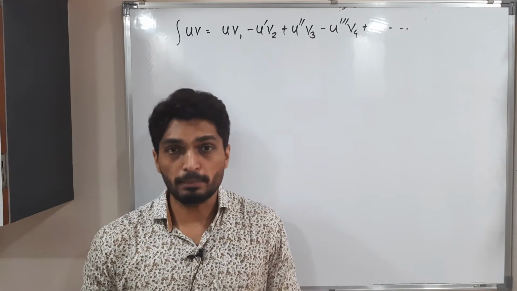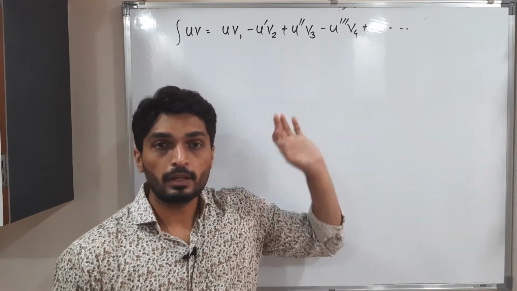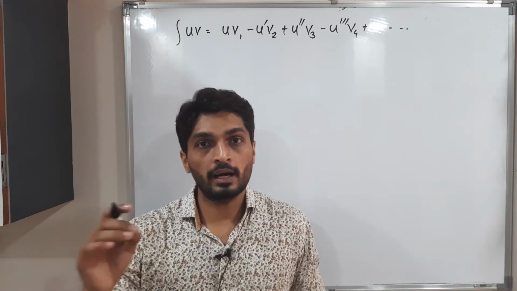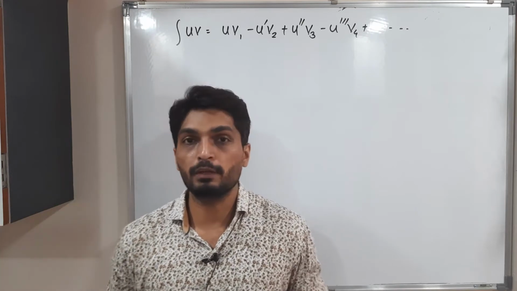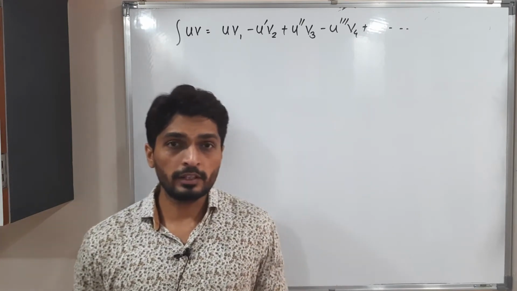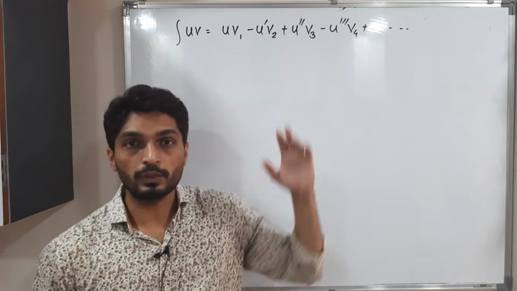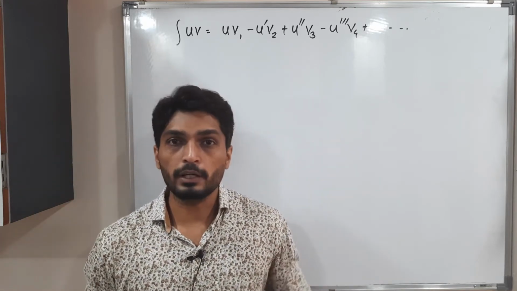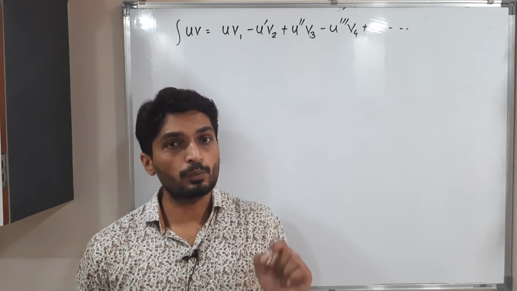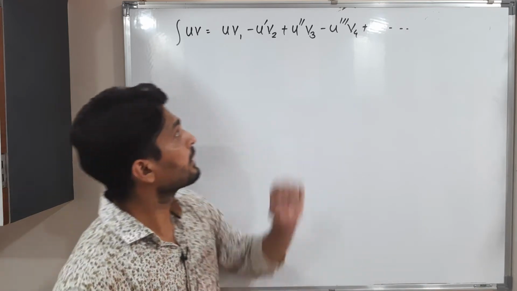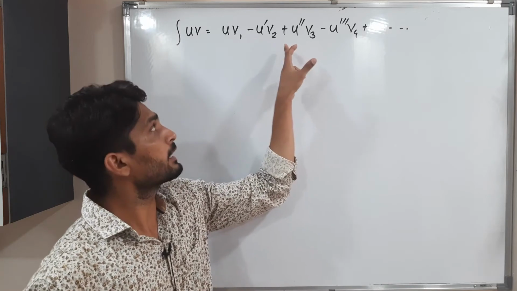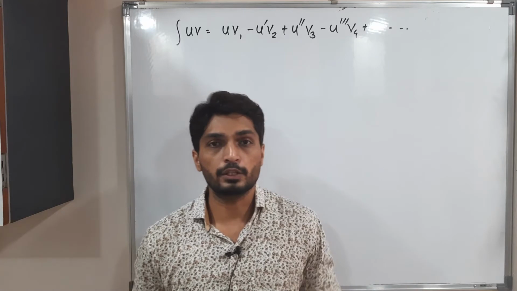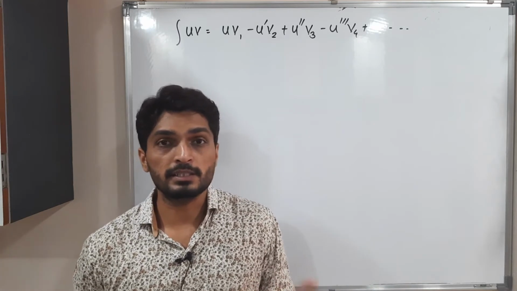Okay, so it is quite simple. As you can see, I have already written it here. What we do is select u and v by using the same formula, LIATE. By that formula, we select our u and v. After that, we take derivatives of u. As you can see, the dash denotes derivative: derivative of u, double derivative of u, triple derivative of u, and so on. And the suffix 1, 2, 3, 4 denotes integration: single integration of v, double integration of v, triple integration of v. That means we take successive integrations of v, and alternate minus and plus signs, right?